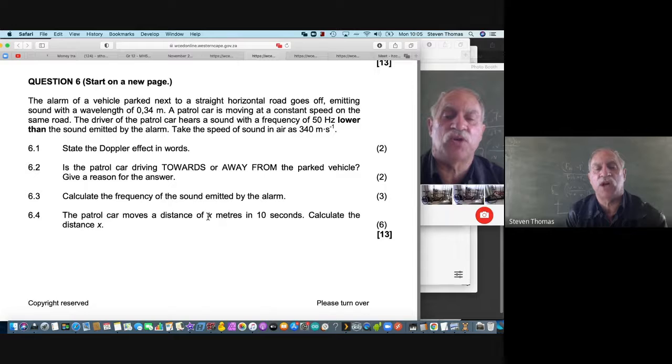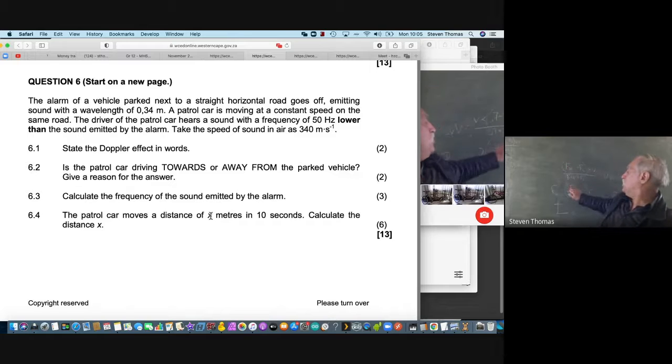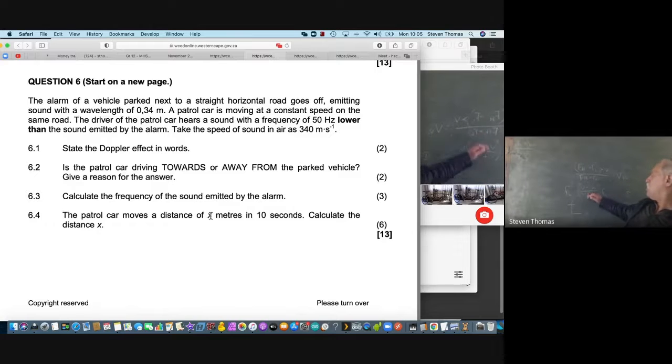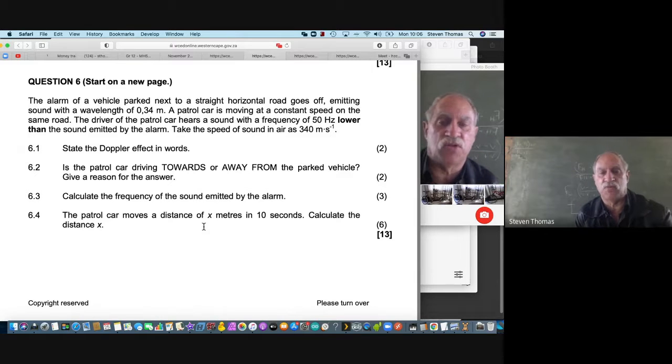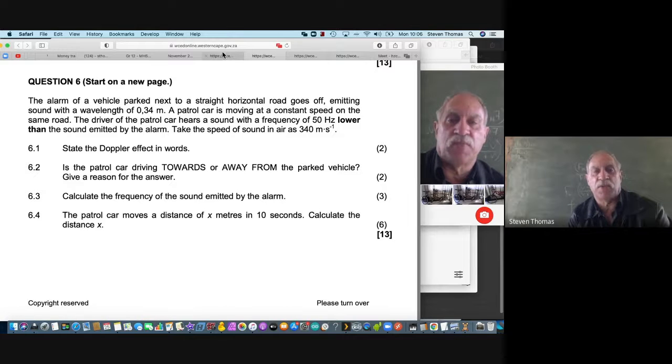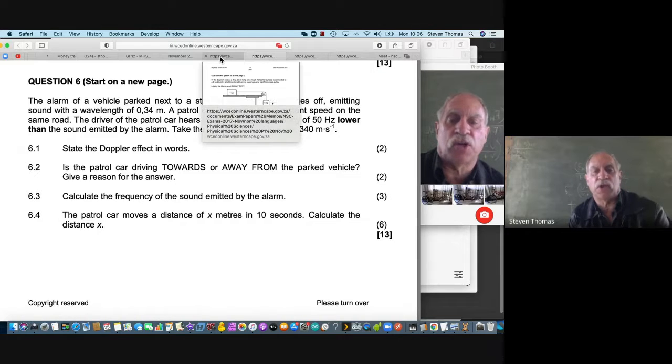So you first work out the velocity of the patrol car from your normal formula, plugging in 340. The listener is moving away, so it's going to be negative on top, positive at the bottom. The velocity of the source is going to be 0, and you work out the velocity of the listener from this, because you've got your 2 frequencies, easy peasy. Then use the formula velocity equals distance over time, and solve for distance.